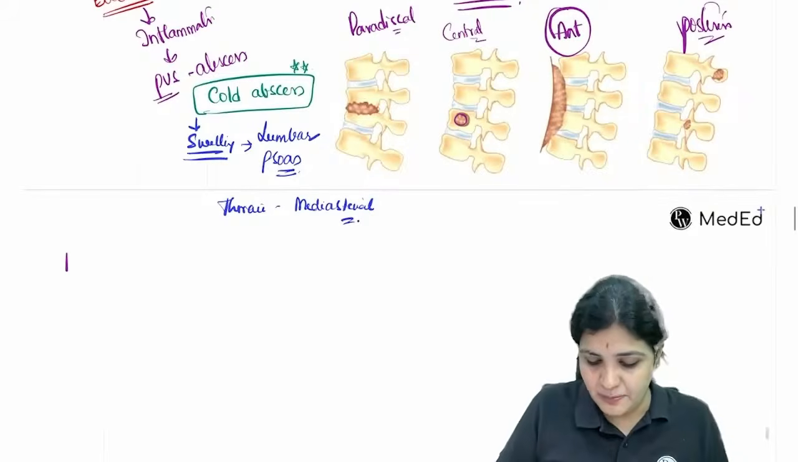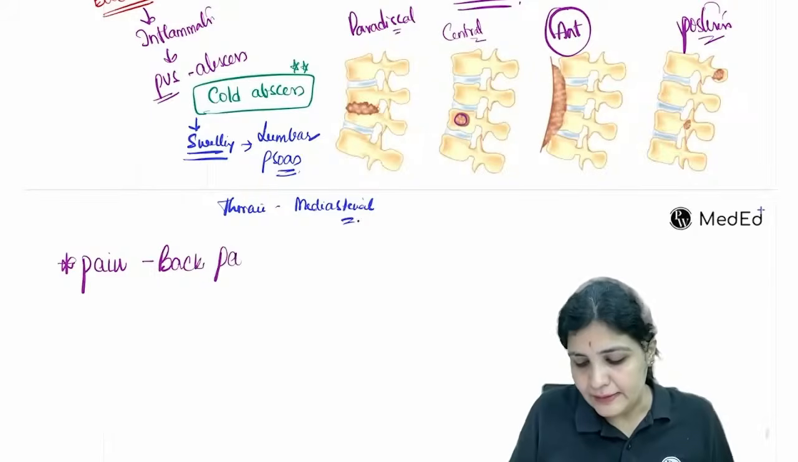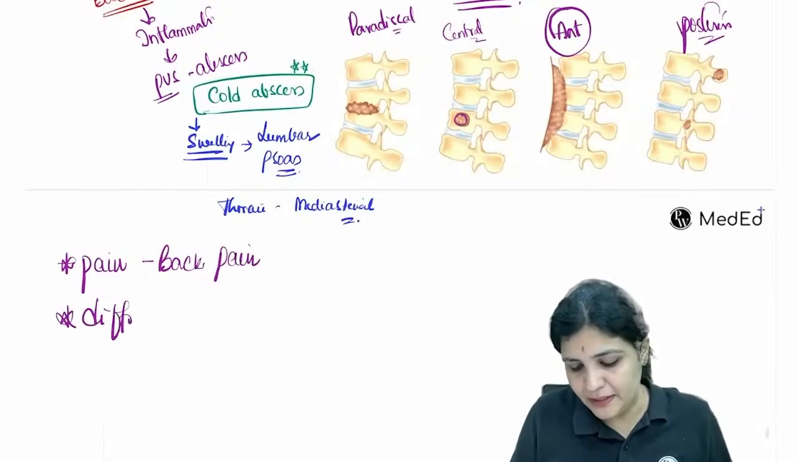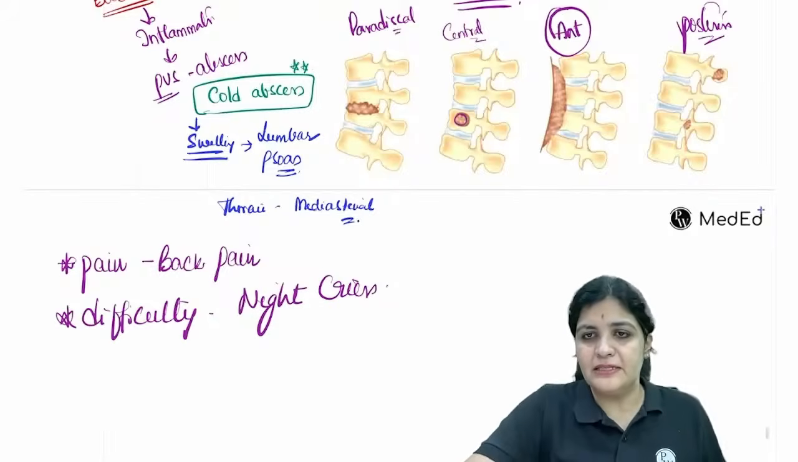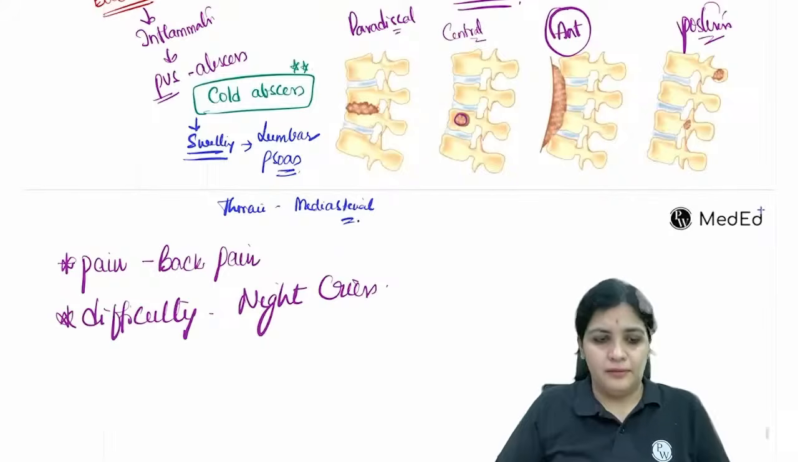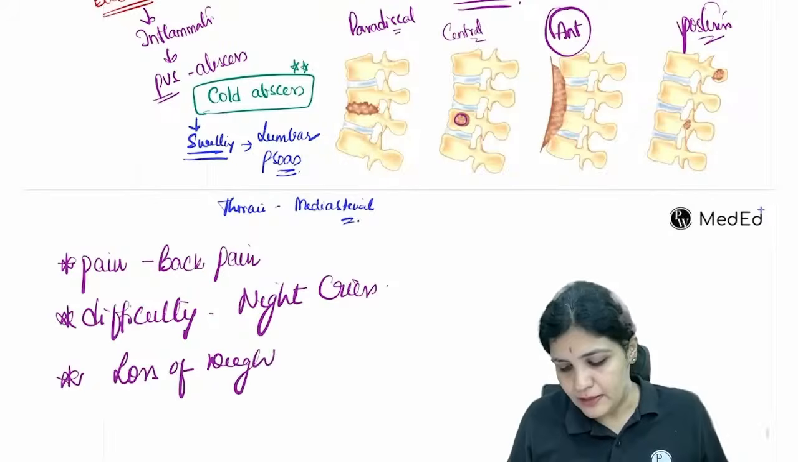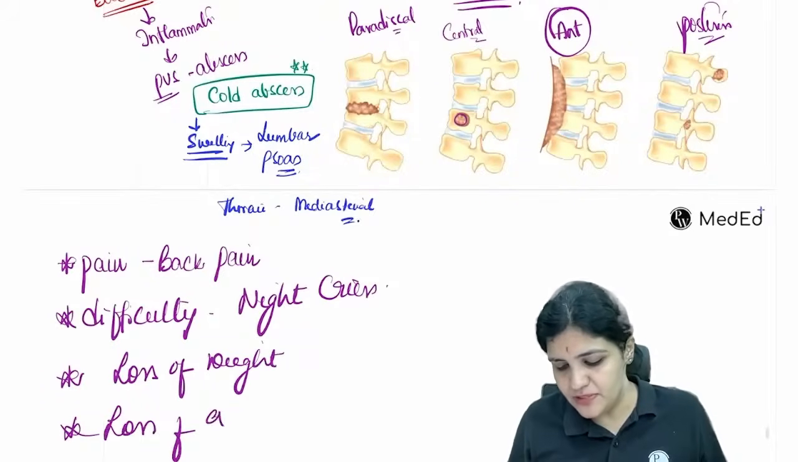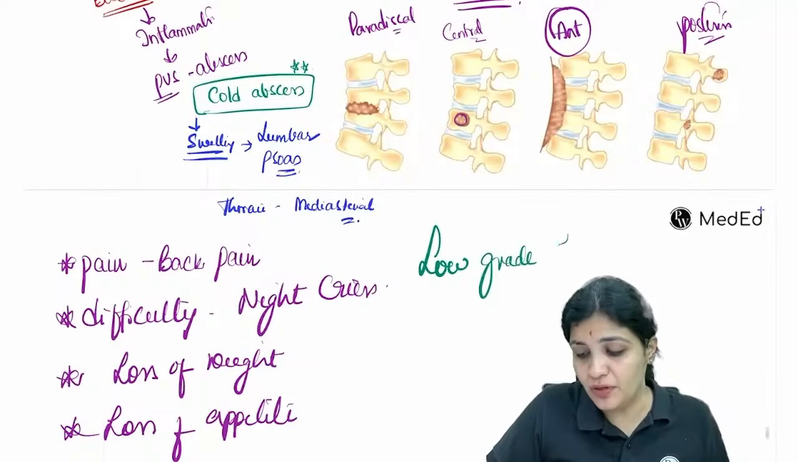And how does the patient present? The patient presents with pain, that is back pain, and then he has difficulty sleeping in the supine position, which is called night cries, and then he has loss of weight, loss of appetite. So these are some of the symptoms which you have to remember, and more importantly, the low grade fever. So they present with low grade fever usually in the evening, which is called the evening rise of temperature.